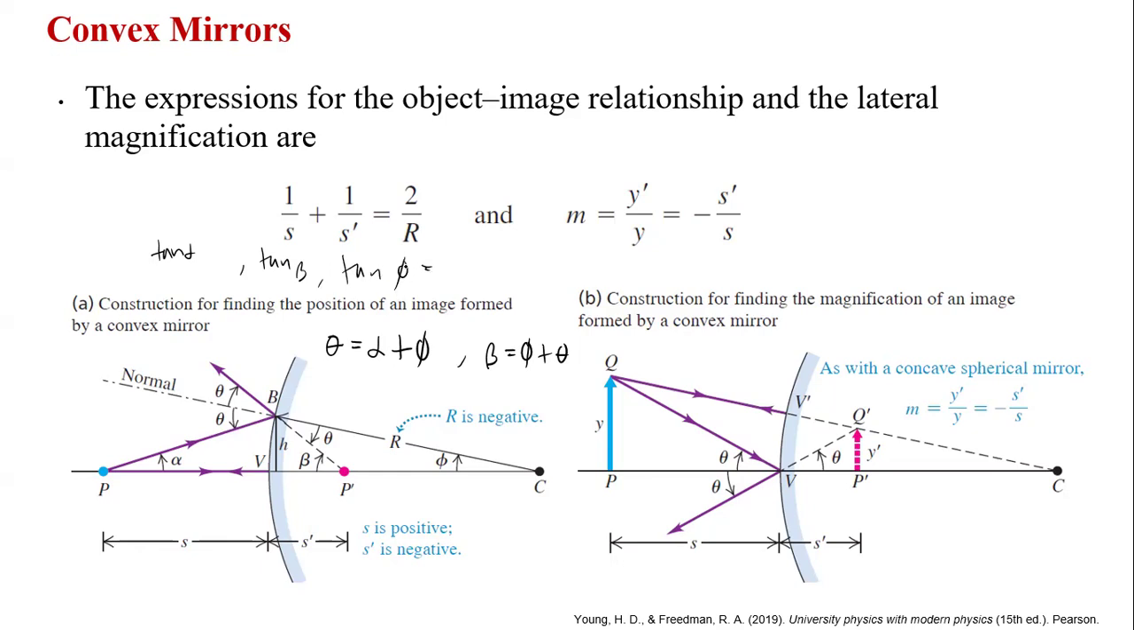Then you apply the sign rules. The s is positive, the s prime is negative, the curvature is negative. So we apply that one, and you will arrive at the same relationship. So we'll not be deriving that one; I will leave that to you. Also, the lateral magnification is the same.